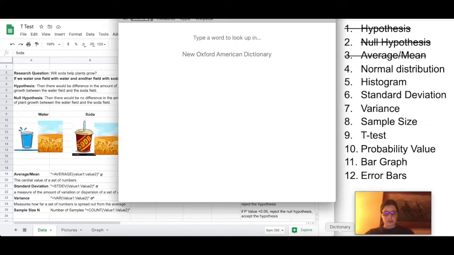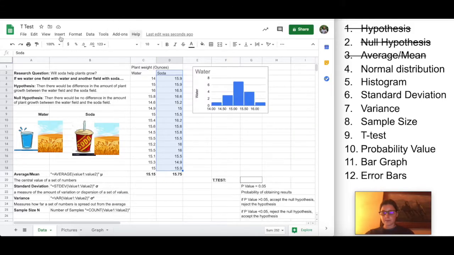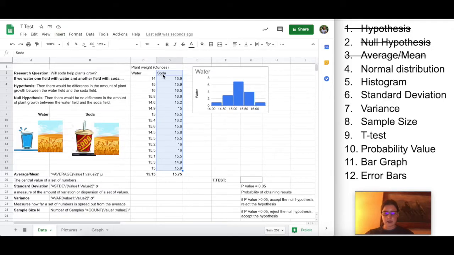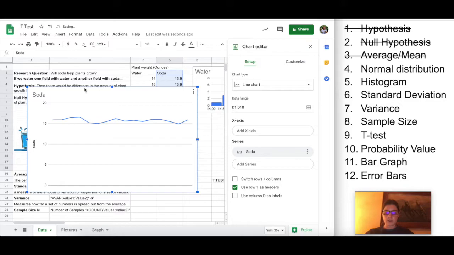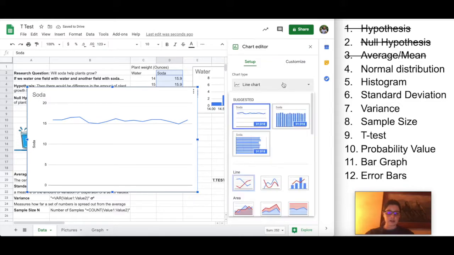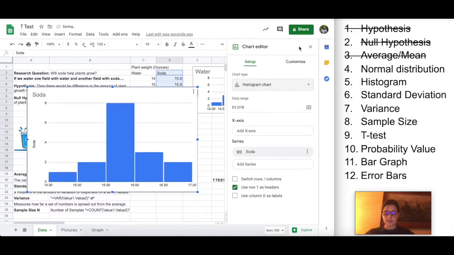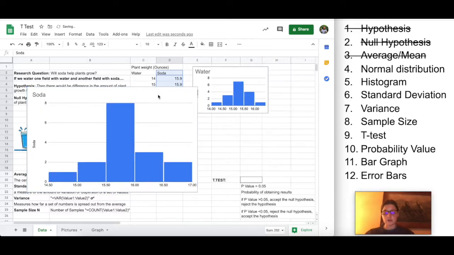Oh, dictionary just popped up. One second. Insert chart. Now I'm highlighting soda at the top because I want it to automatically go into the title. You don't have to, but you can also manually insert the title too.